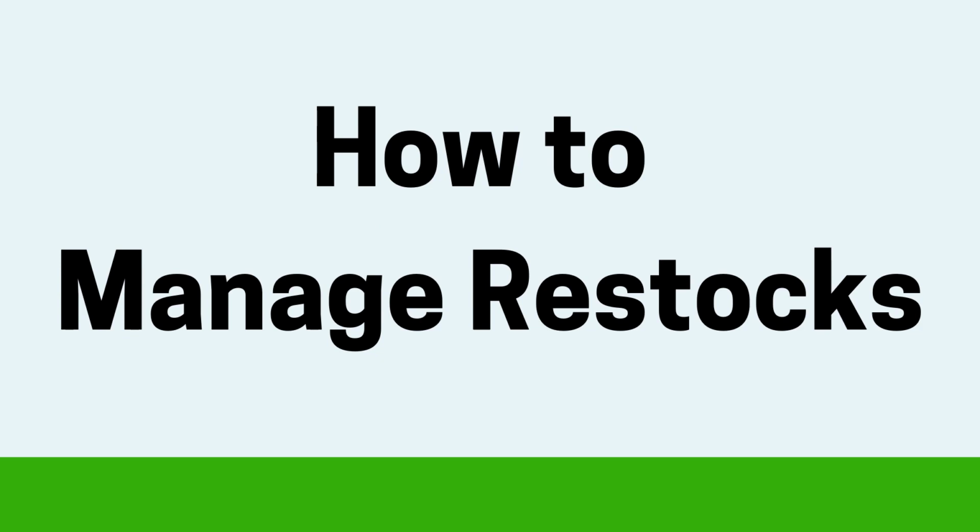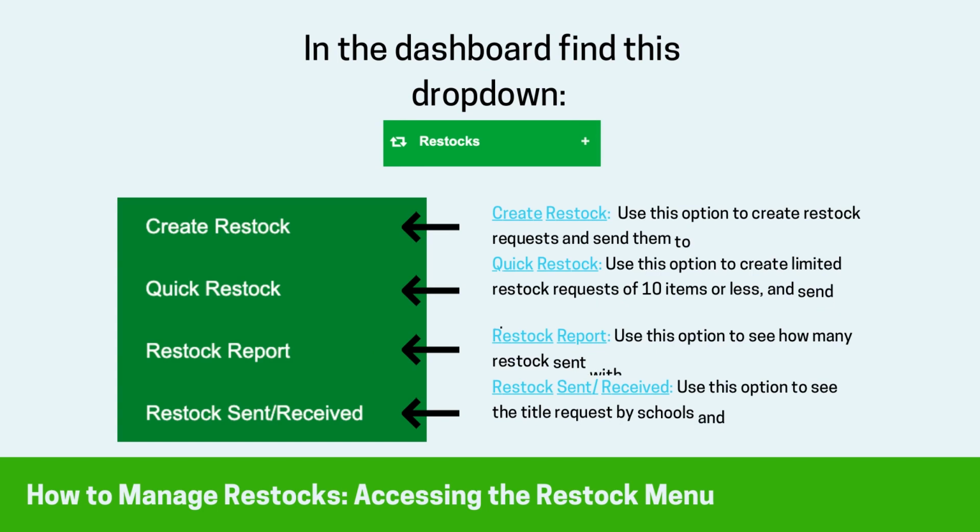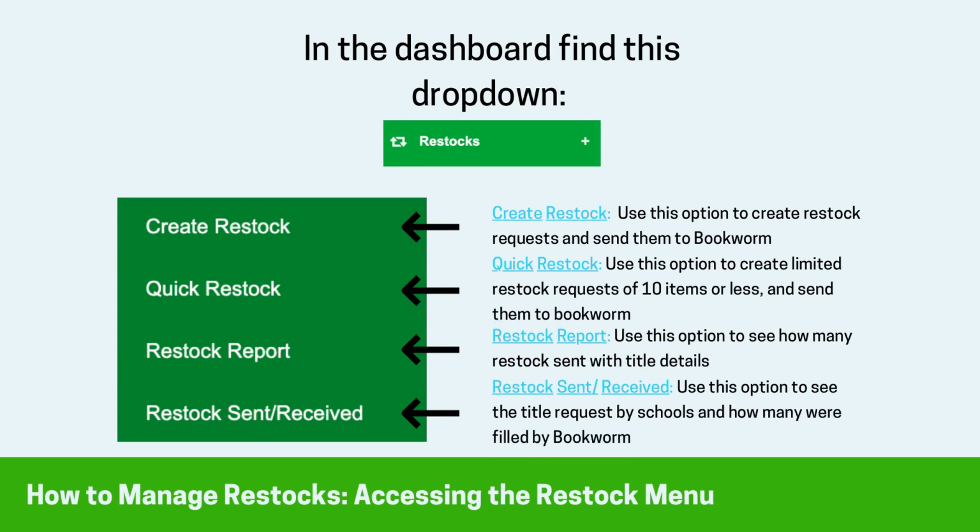How to manage restocks. In the BMAPS dashboard, access the drop-down labeled Restocks. Here you'll find 4 options: Create Restock, Quick Restock, Restock Report, and Restock Sent/Received. Use the Create Restock option to create a restock request and send it to Bookworm.